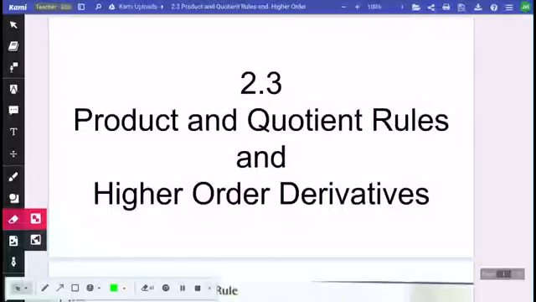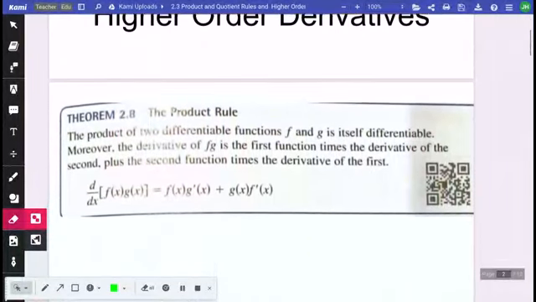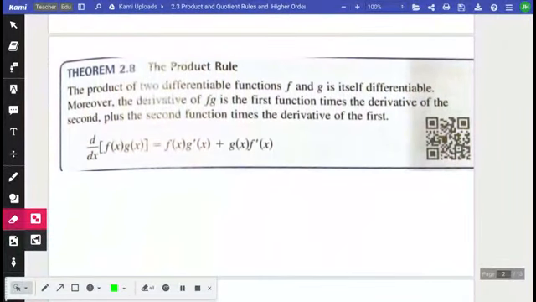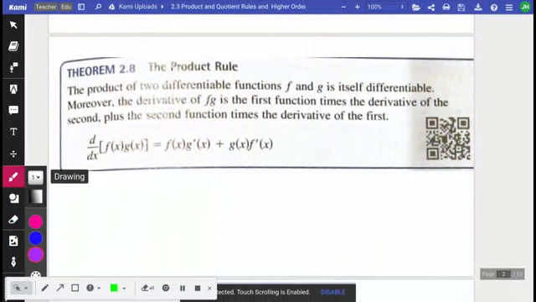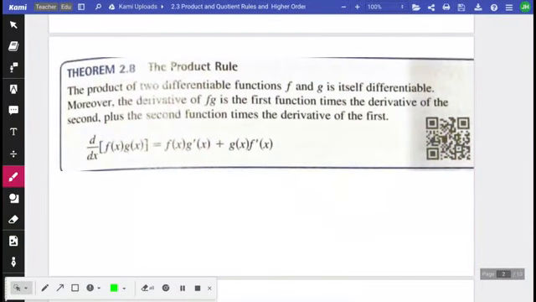Okay, so we are doing 2.3 product and quotient rules and higher order derivatives. The first thing we're going to talk about is the product rule. The product rule has this really big, fancy definition. Key things to notice is that f and g by themselves have to be differentiable, then their product is differentiable.